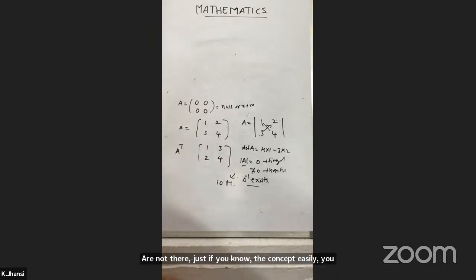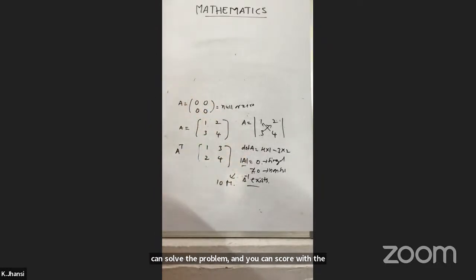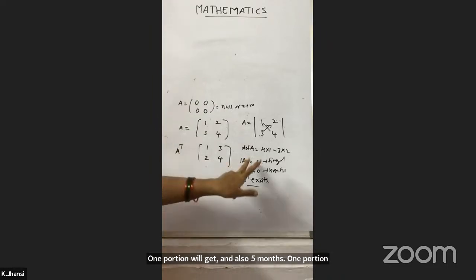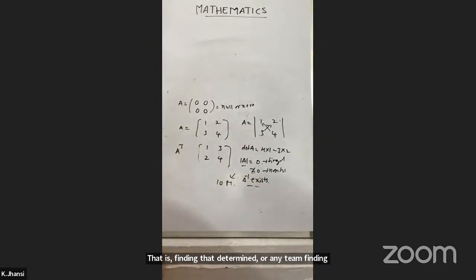Almost 15 marks you may get. One 10 marks question you will get, and also one 5 marks question you will get. That is just a small one, finding the determinant or anything. Finding the inverse and also cofactors of that given matrix will be the 10 marks question. So this is about the matrices.